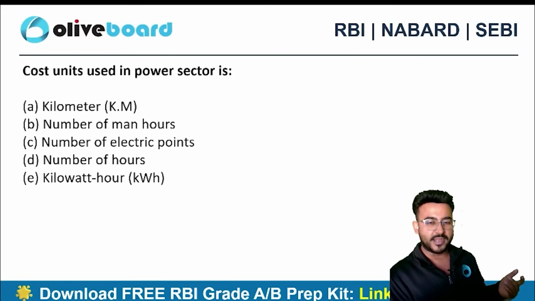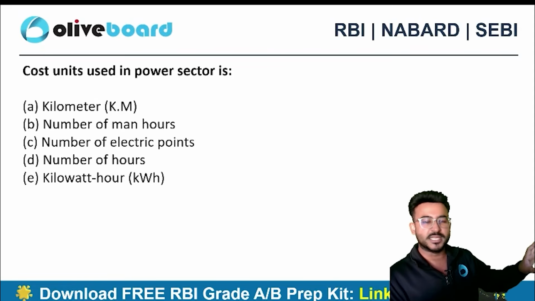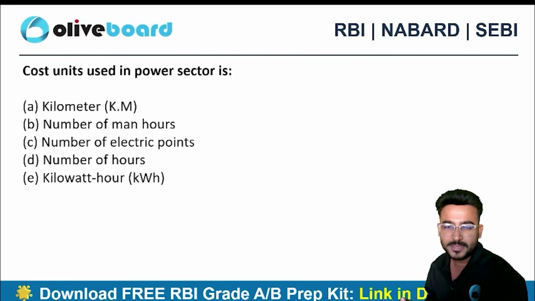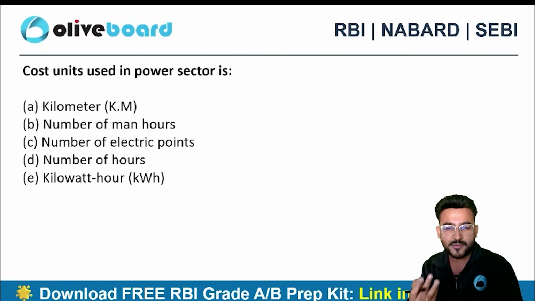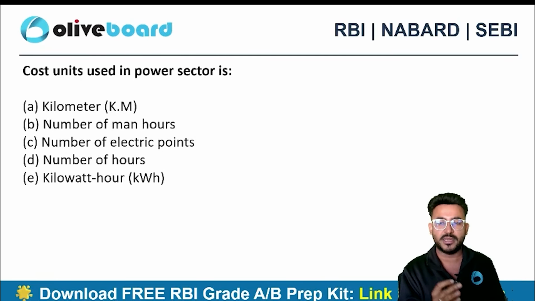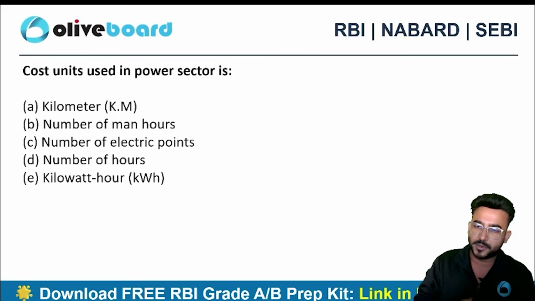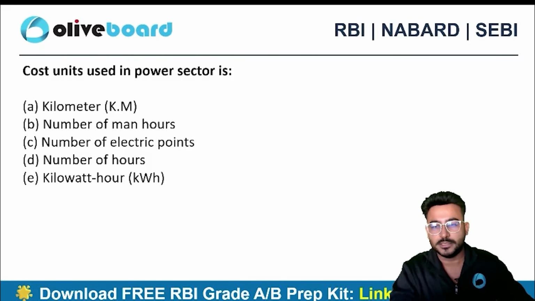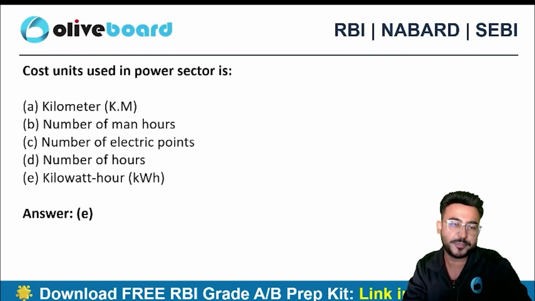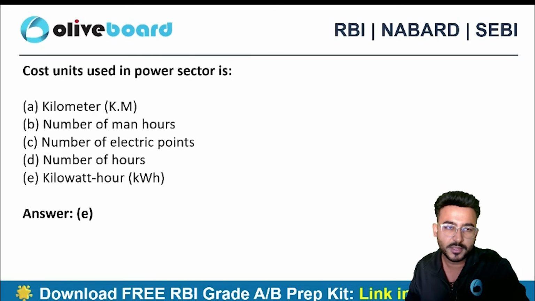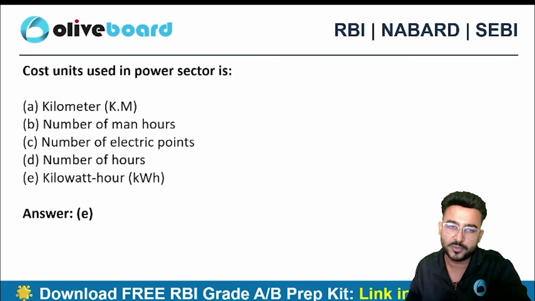I can understand that when the question is simple, we are too excited to answer the question, right? So we have to take a few seconds and then try to understand the question. That will be the perfect approach. Here the correct choice is option E, kilowatt hours. Very good, everyone. Kilowatt hour is the cost unit that I'll be using in the power sector, right?